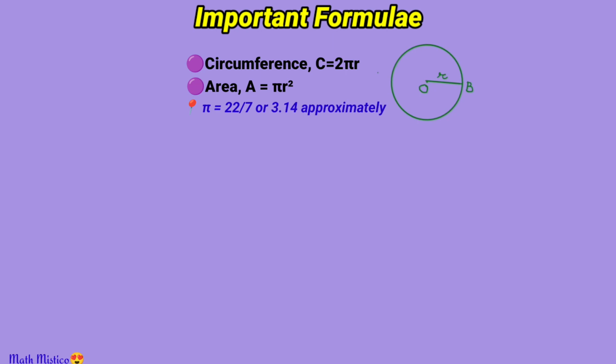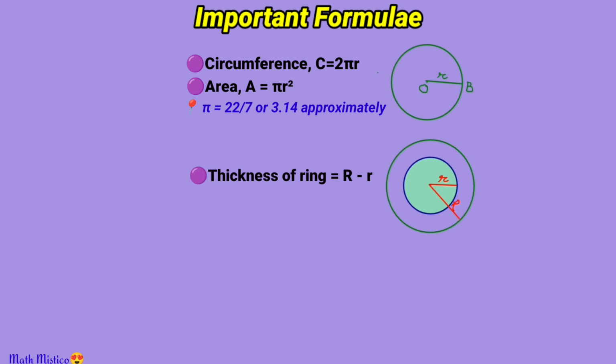And when we have two concentric circles as shown in the figure, then we come up with the concept of a ring. This area between the two circles is the area of the ring. If we denote the radius of the inner circle by small r and the outer one by capital R, then the thickness of this ring is given by capital R minus r. How would you calculate the area of this ring?